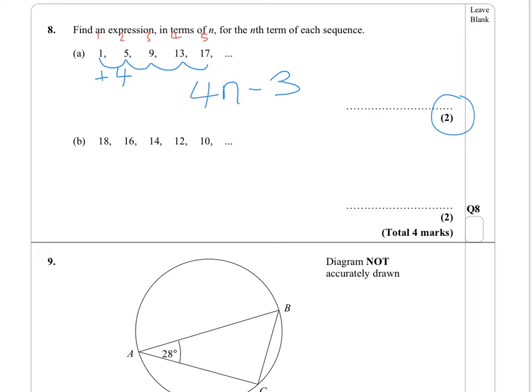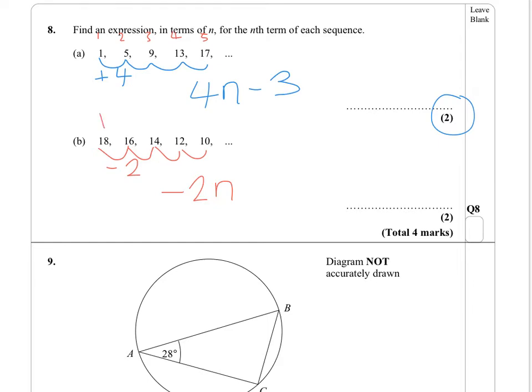Now do the same again for the next one. Work out the term-to-term rule, what's going on each time. This time we can see that it's taking away 2. It's getting smaller, isn't it? Minus 2. We put that in front of n: minus 2 times the position that we're looking for. Let's test to see if that works.